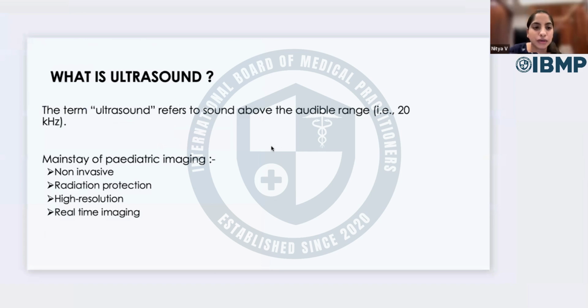Today we are going to learn about the basic principles of ultrasound. I'll be explaining how the ultrasound image is formed, what the basic concepts are, and what the basic terms are that we use in ultrasound.